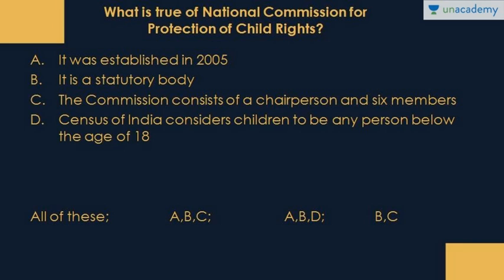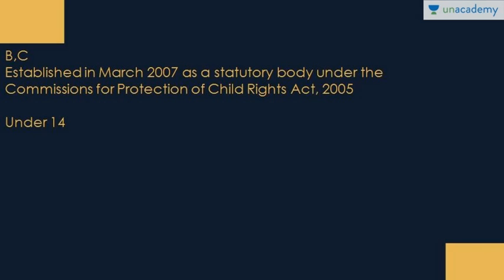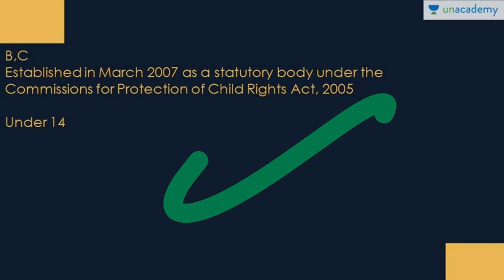So looking at the options here, the first one is wrong. Why? Because the commission was established in 2007, though the act under which it was established was passed in 2005. So obviously it comes under an act and therefore it's a statutory body. If you look at part C, yes, chairperson plus 6 members. D is wrong. Why? Because as per census, a child is any person under 14 and not under 18. So we here have B and C as the correct options.